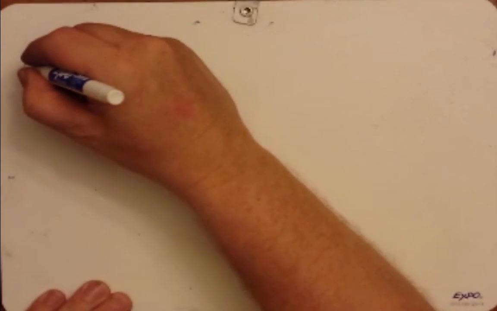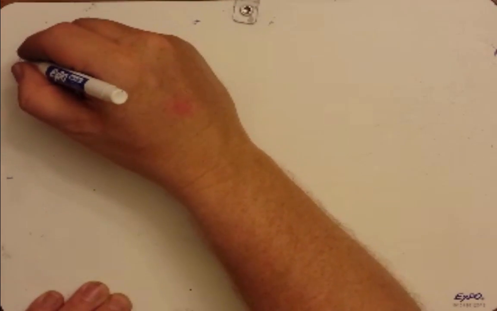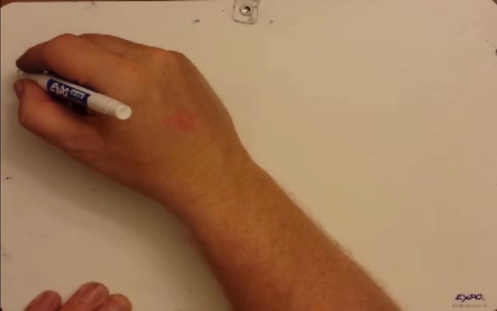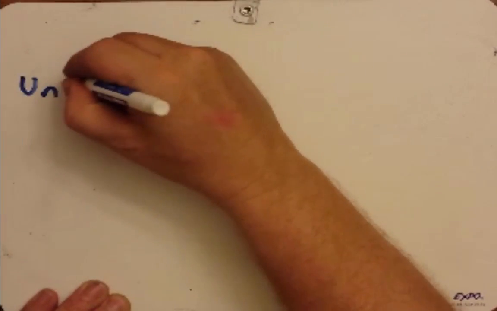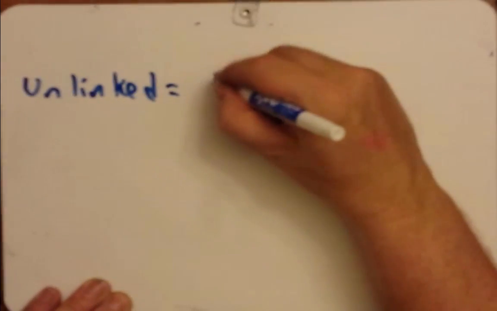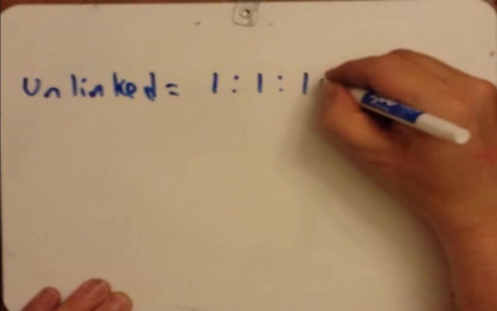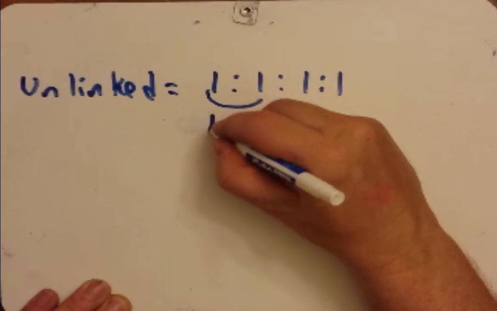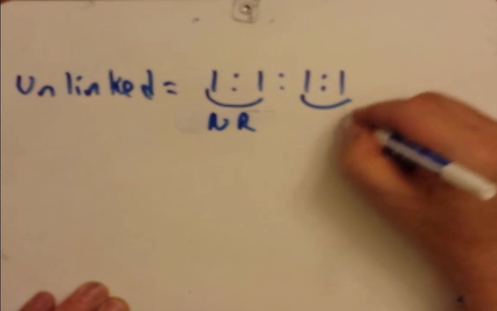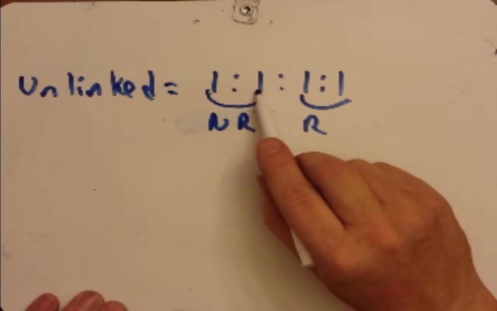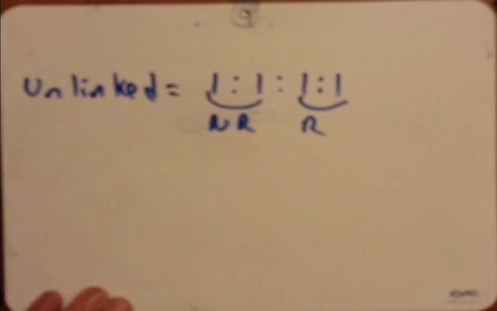Okay, what I want to do now is write a quick little summary here of what we just talked about with these three situations. I think it's easy to kind of get them muddled in your mind a little bit as you're learning this. With unlinked genes, remember they're on separate chromosomes, we will always get a 1 to 1 to 1 to 1 ratio, where two of them will always be non-recombinant and these will always be recombinant. You could also look at this as 25%, 25%, 25%, and 25%.